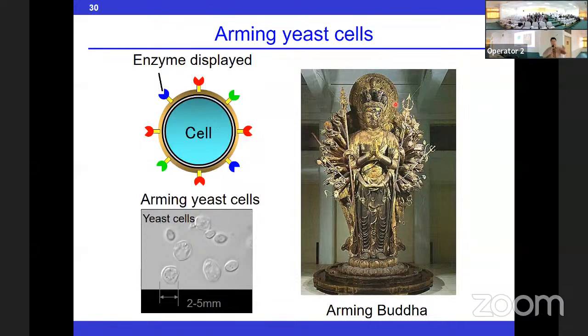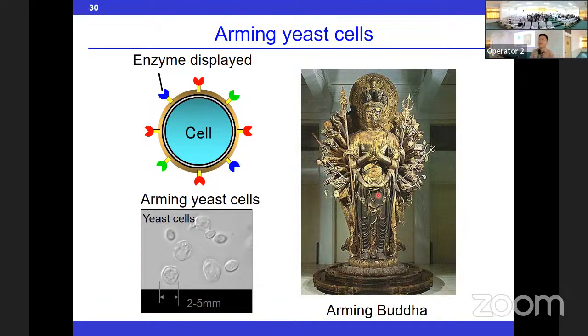So there are many hands, so it is easy to handle with these 1,000 hands. By analogy with this arming Buddha, we created a new microbe having a lot of arms on the surface of the microbe. Our collaborator in the United States said, your microbe is like an arming yeast, because the yeast has a lot of arms on the surface. So we usually call it arming yeast by analogy to the arming Buddha. This arming yeast has more than 1 million arms on the surface of each strain. 1 million arms.